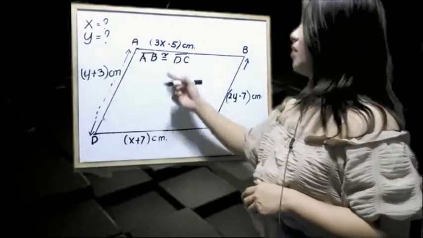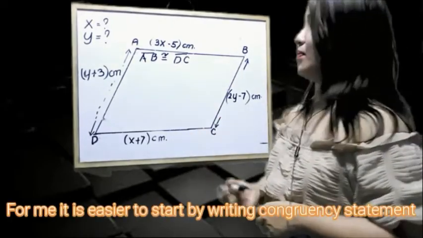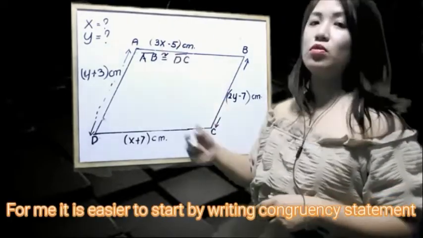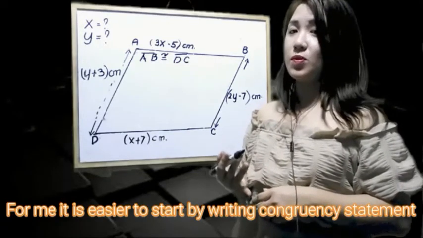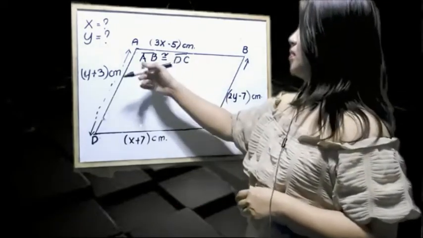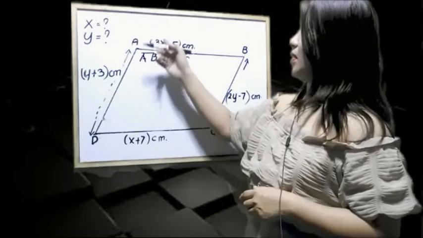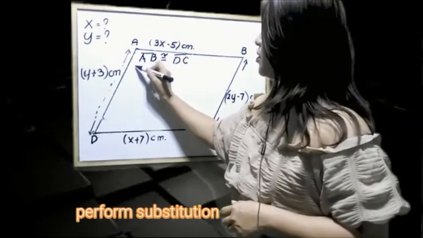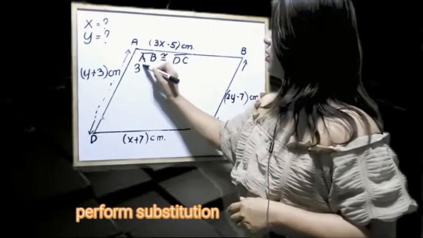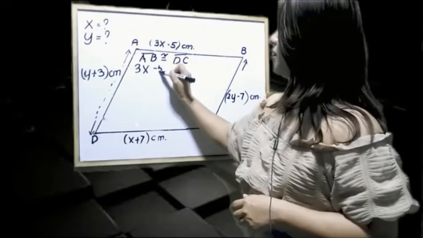Alright, so if you start from the congruency statement, the rest would follow. All you have to do is just proceed with the substitution rule. So what is the value of the measure of line segment AB? It is in the form of 3x minus 5. So let's write here 3x minus 5.